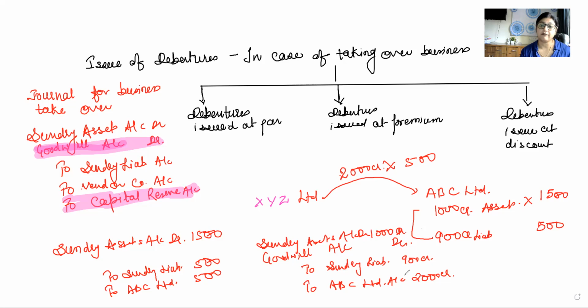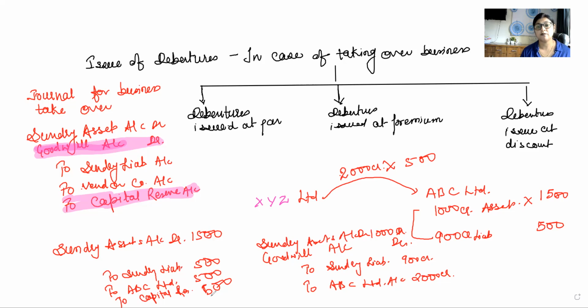It means what? When I am taking over the business, I am getting a benefit. When I am taking over the business of the other company, I am actually buying it at a profit. So this profit is a capital nature profit. That is why it goes into capital reserve. And the balancing figure of 500 will go to capital reserve. So need not say that both of these will be present in a question. Either there will be goodwill or there is going to be capital reserve. Now if you want, you can even copy down this example. Pause it and copy it down.